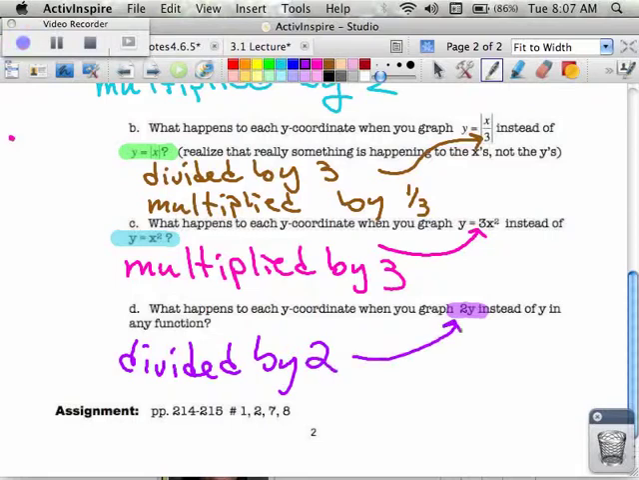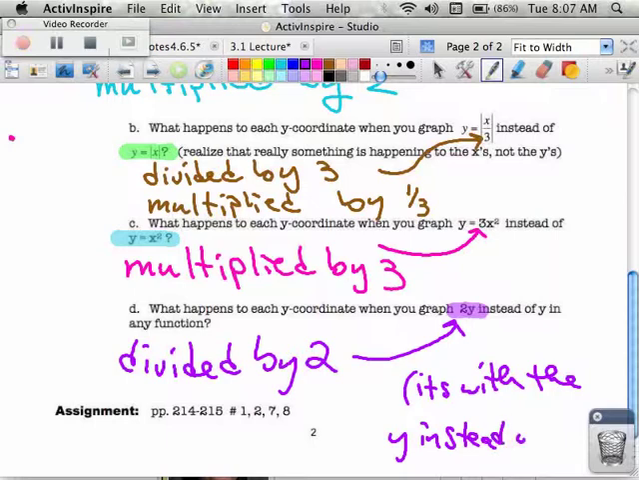And that's because it's with the y instead of x. So when you see it with the y, it's the opposite of what you would think. Kind of like when we're working with the things on the inside of parentheses.